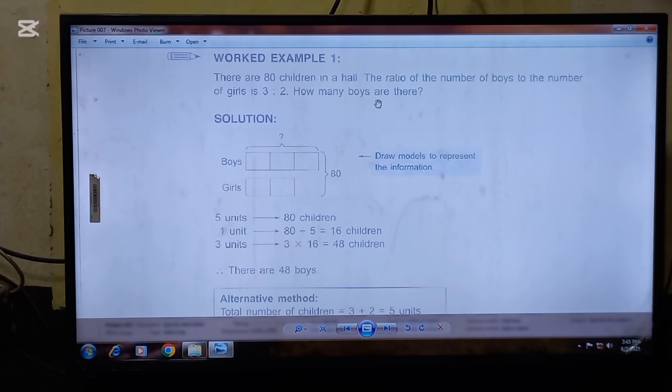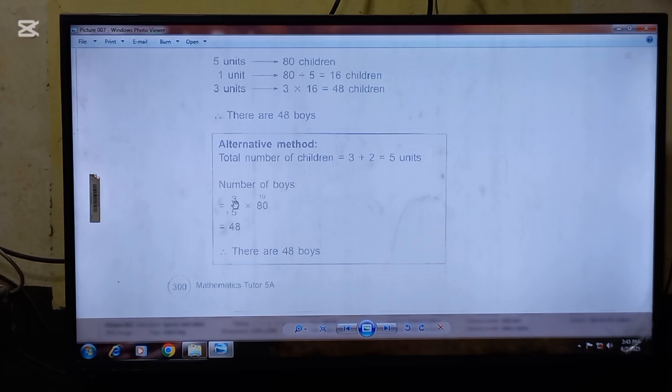So boys' ratio is 3 and girls' ratio is 2. Whenever this kind of question comes in the paper, you have to put the ratio of the required thing in the numerator, and the sum of the ratios in the denominator, multiplied by the total. Boys are required, so boys' ratio, 3, is written in the numerator, and the sum of the ratios is 5. So 3/5 multiplied by 80. This is the requirement.